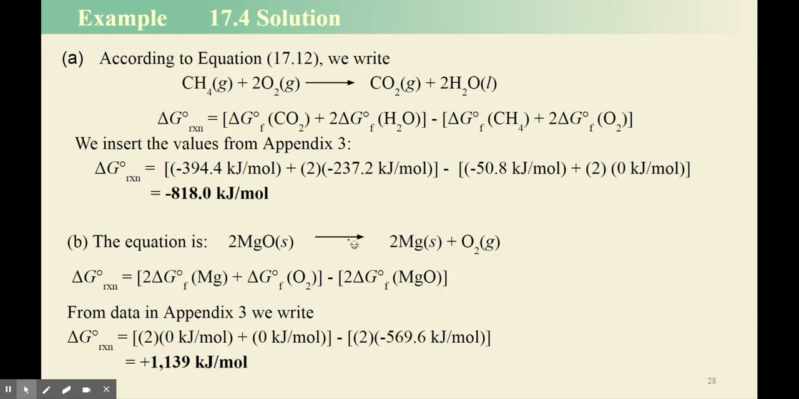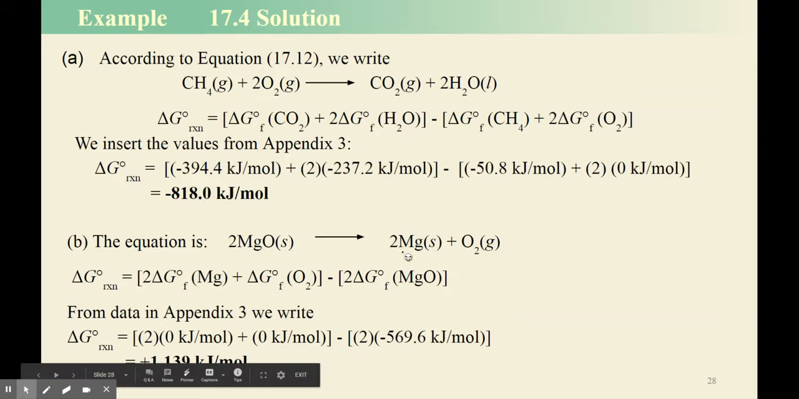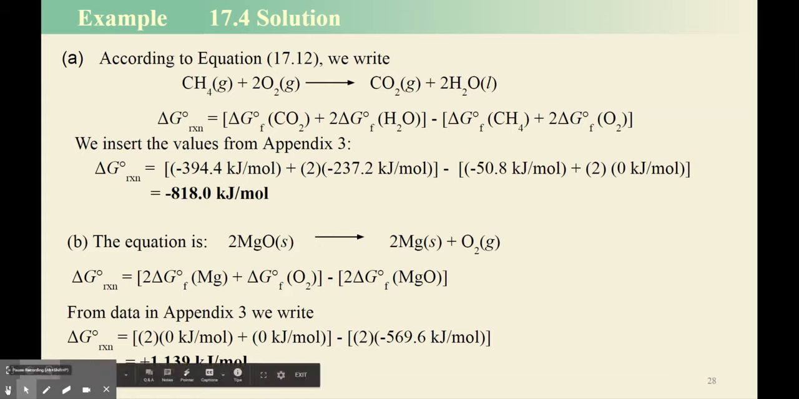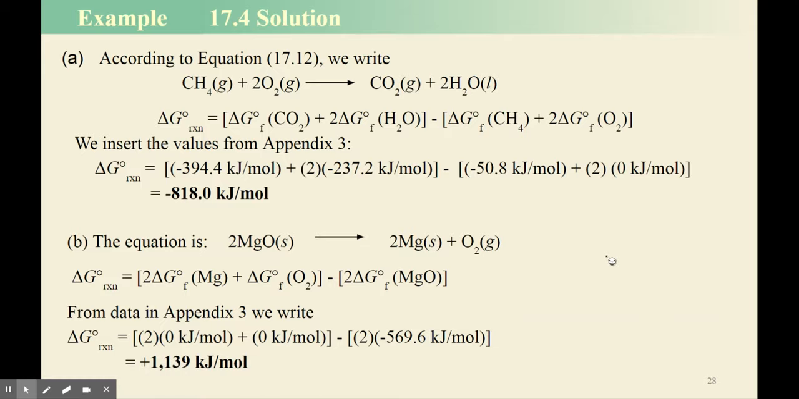For B, we have this decomposition, and we look up the values for magnesium and oxygen, which we could predict to be zero. We look up the value for magnesium oxide, which is negative 569.6, and we multiply that by 2, and we end up with positive 1,139 kilojoules. Again, this positive value tells us that this reaction is not favored to go spontaneously, which we've done this one for Fire Friday. You just light magnesium and it spontaneously does go in the reverse direction. But this magnesium oxide breaking apart is not spontaneous.